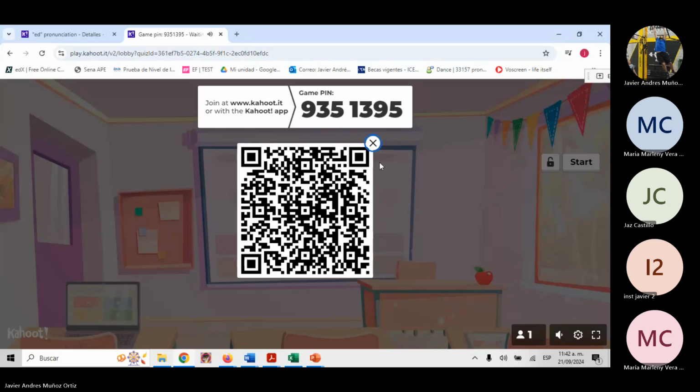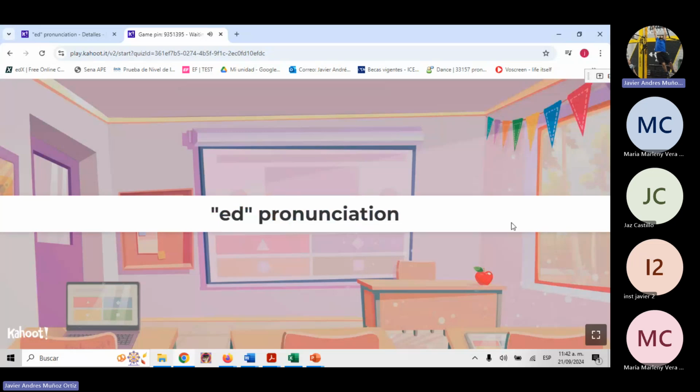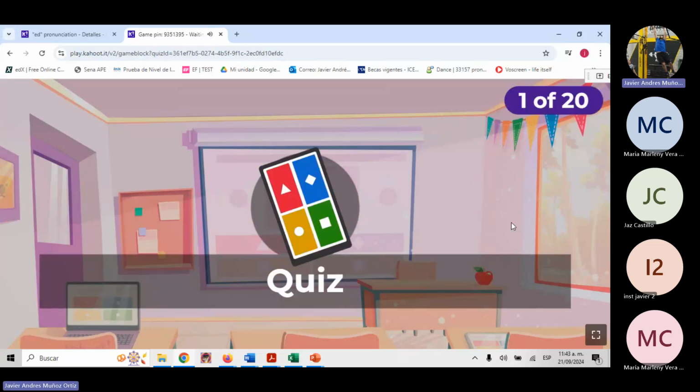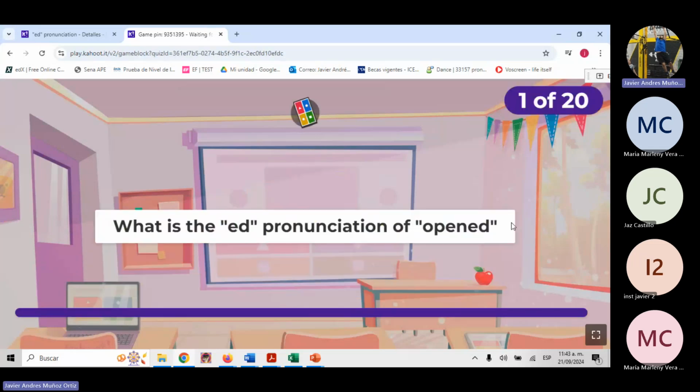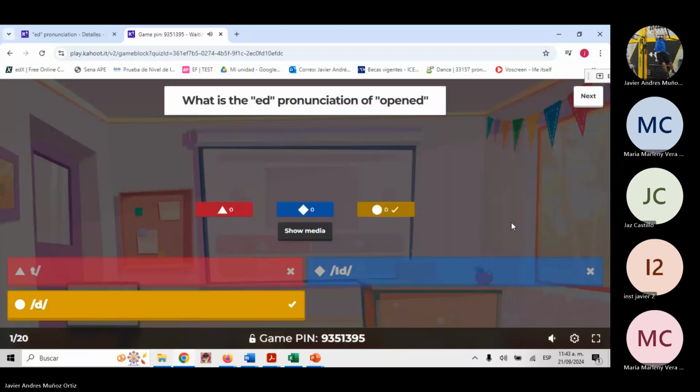Okay, let's go. I'm going to do it with you. If required, I'm going to give you the explanation in Spanish. Open, what's the pronunciation of open in past? Opened, opened, or opened? Bien, open.